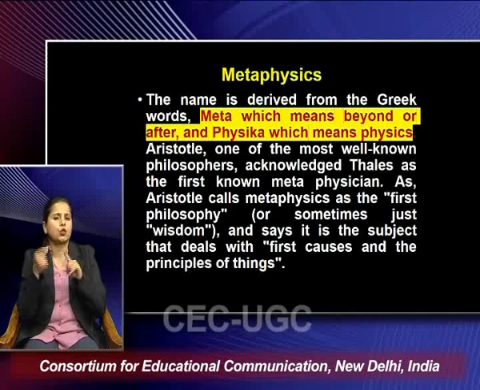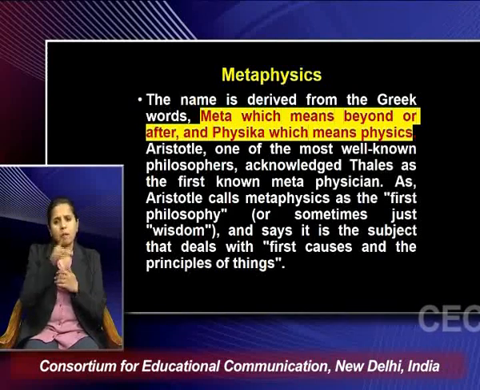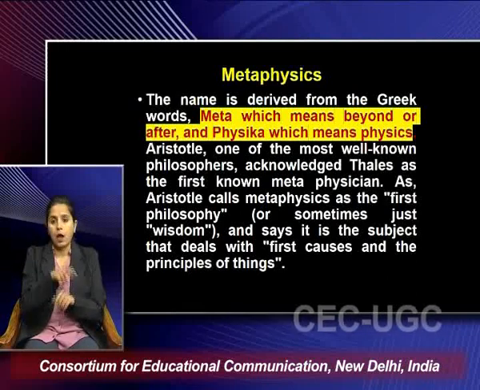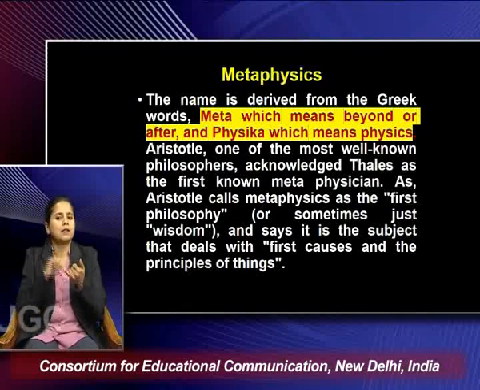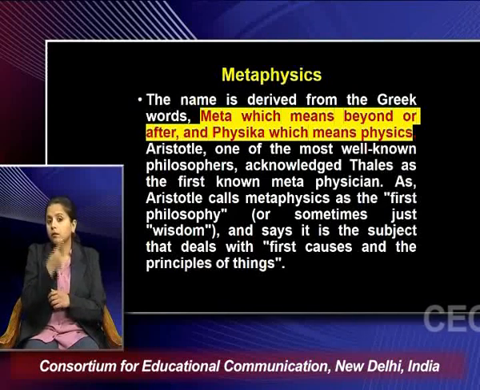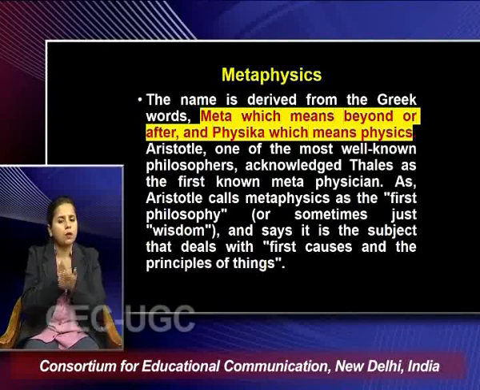Aristotle, one of the most well-known philosophers, acknowledged Thales as the first known metaphysician, as Aristotle calls metaphysics the first philosophy, or sometimes just wisdom, and says it is the subject that deals with first causes and the first principles of things. From that aspect, Aristotle believed that it is Thales who is to be considered the first metaphysician, because it was with Thales that this idea of the first principle was proposed. Therefore, he considered Thales to be the first metaphysician.